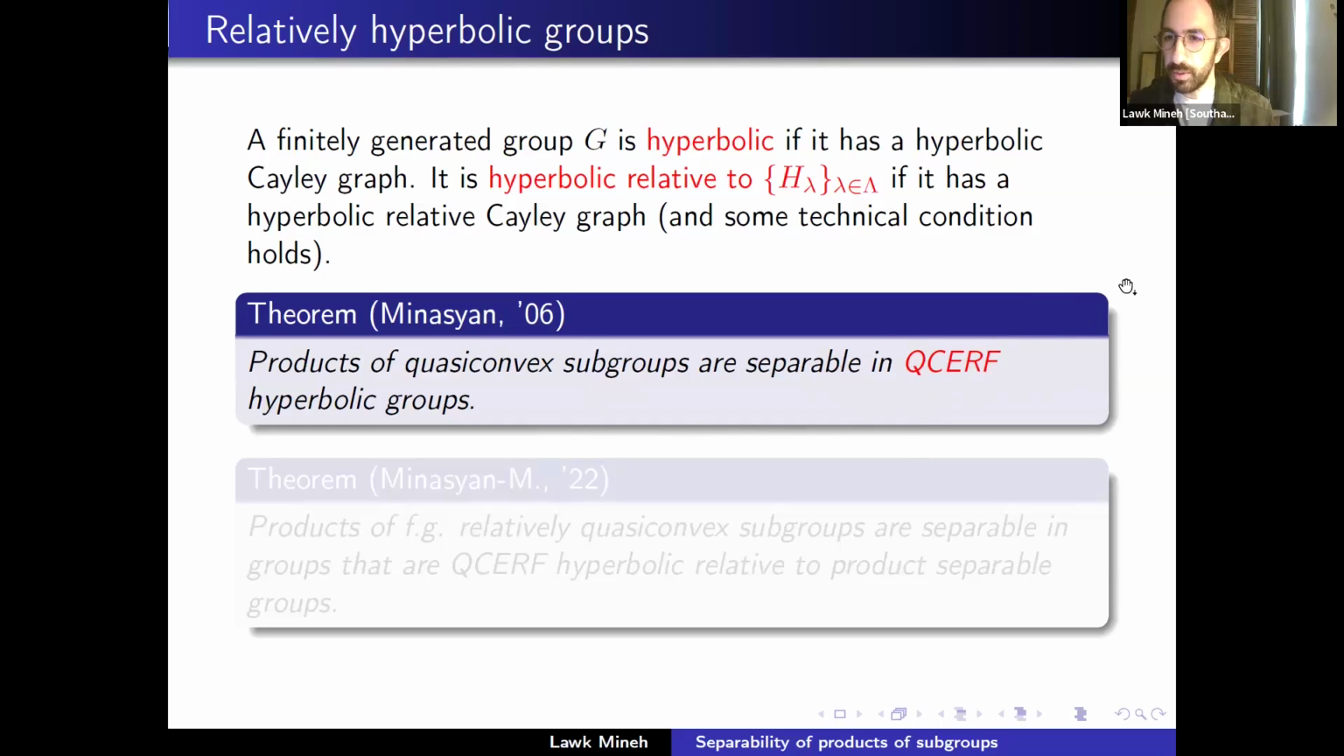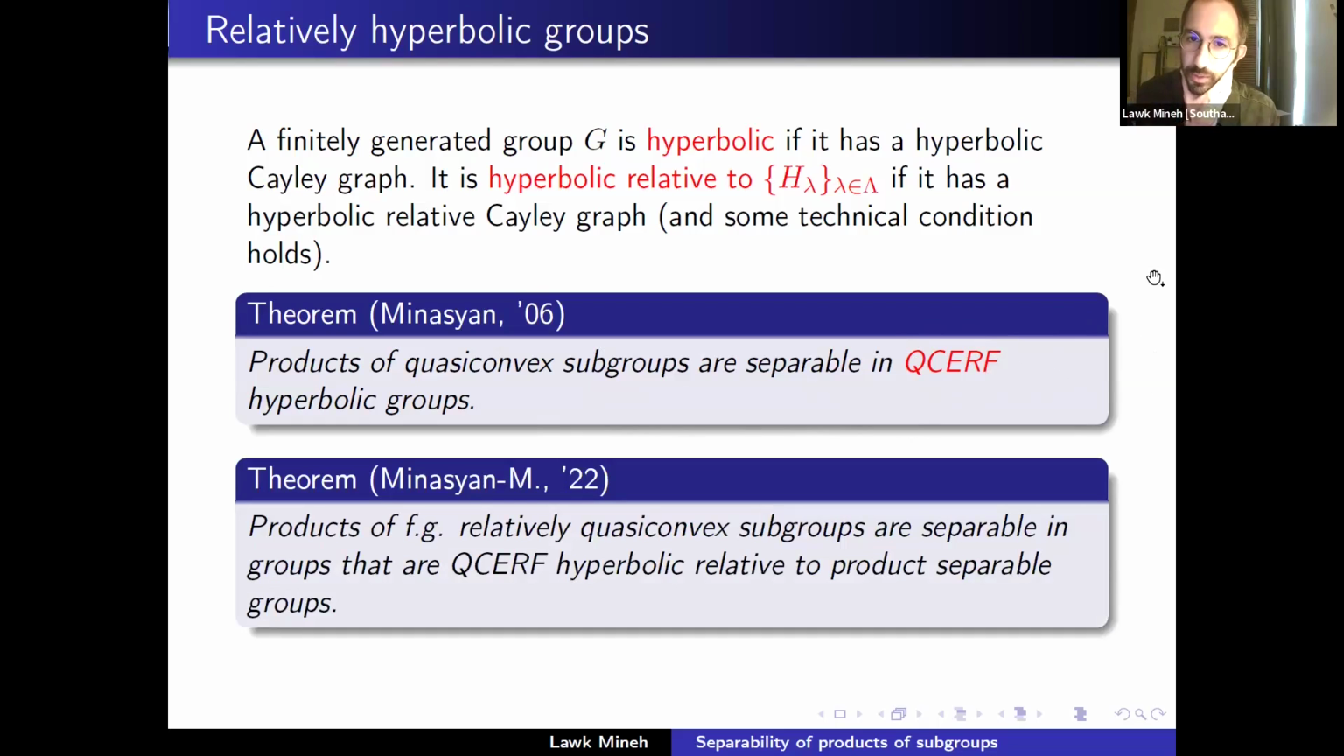Yeah, so what have I done? In joint work with Charlotte Manassian a couple of years ago, we generalized this to the relatively hyperbolic setting. We showed that if you've got a relatively hyperbolic group which is Q-surf, and the bad subgroups are product separable, then any product of relatively finitely generated, relatively quasi-convex subgroups, again, I won't say what exactly this means, but maybe you get the vague idea of what's going on here, products of these guys are separable.